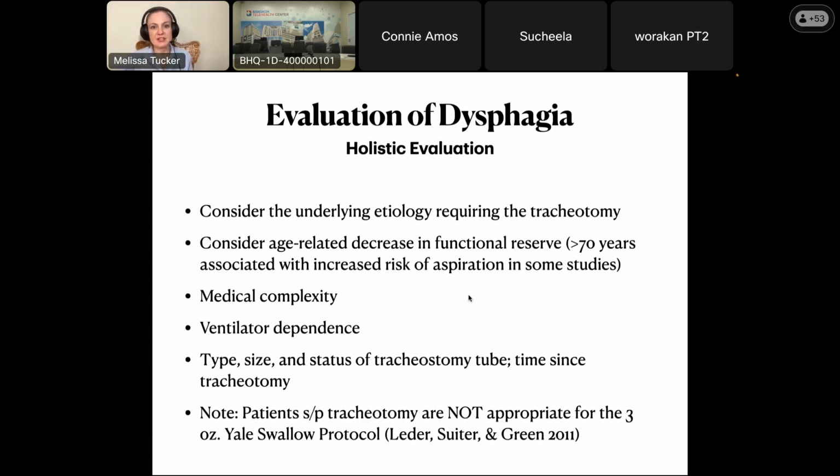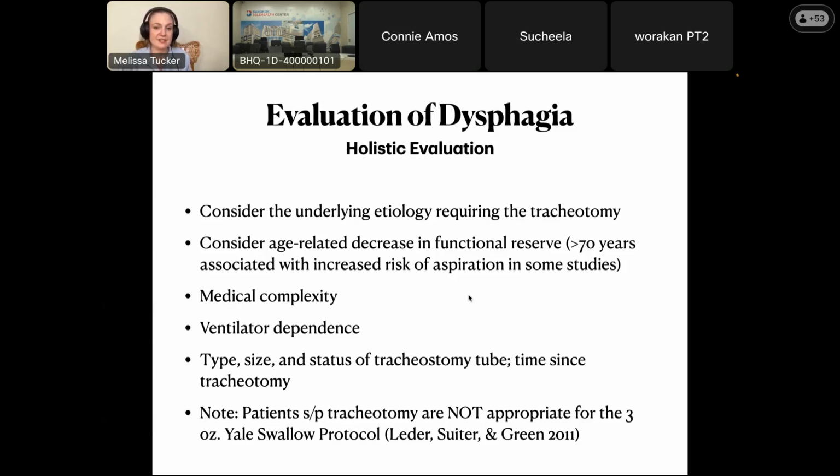Evaluating dysphagia in this population really requires a holistic approach. So we want to consider the underlying etiology that required the tracheotomy. We want to consider the patient's age. Several studies showed increased risk of aspiration over 70 years of age, some over 65. These patients have decreased functional reserve. So an older patient, we would be more suspicious of dysphagia.